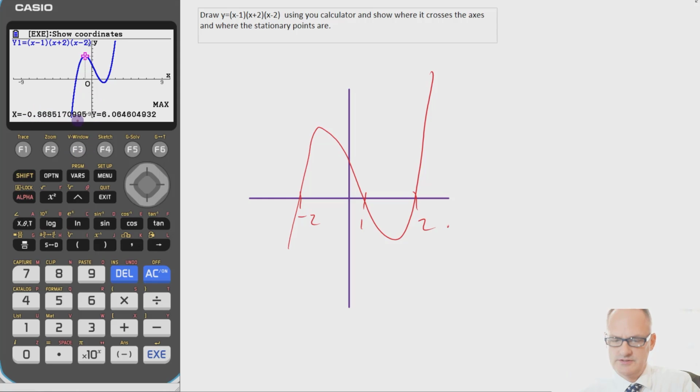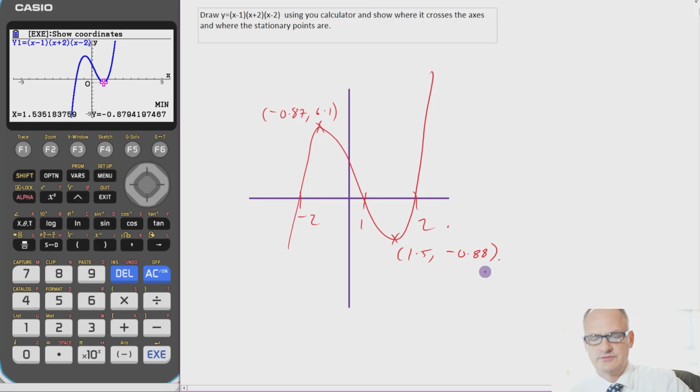Stationary points are where you've got maximum and minimum. So it asks to find that, so that's going to be at minus 0.87, 6.1. And then it wants us to find the minimum point. So let's go graph solve. And the minimum point here is at x is 1.5 to 2 significant figures, and y is minus 0.88 to 2 significant figures. Generally use 3 figures, but I'm just using 2 so as not to clutter up my diagram.